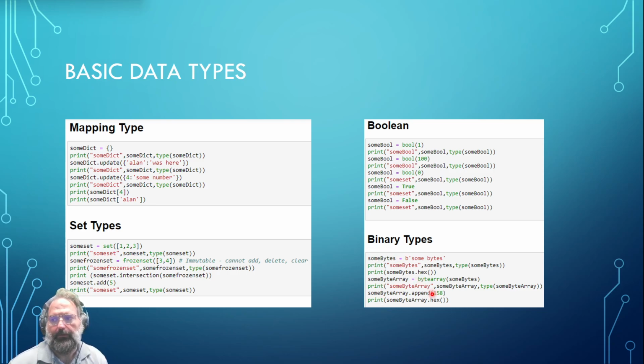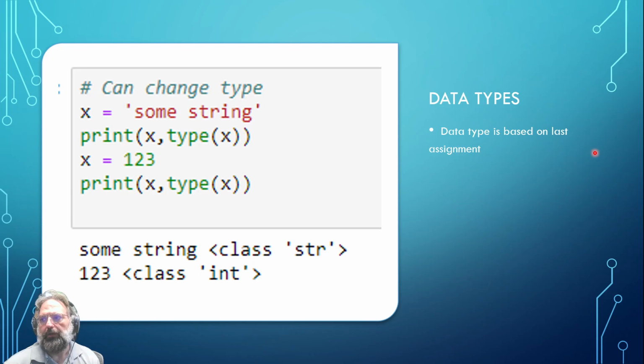Binary type, it's literally an array of bytes, right? So use that sometimes for things like images. Rarely assign them directly.